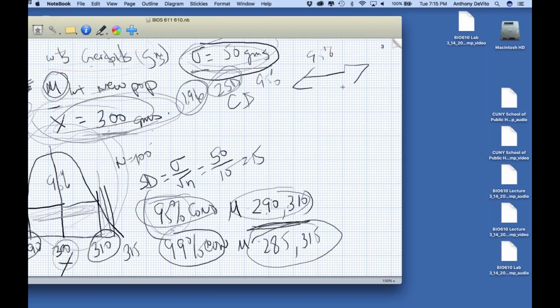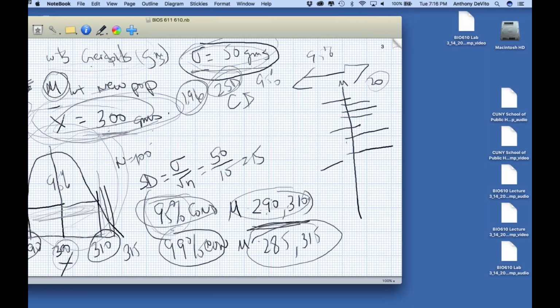Well, what does that mean? That means if I did this 20 times, most of the time I would wind up with a range that actually captures the true population mean. But at least one time, most likely one time, I'll miss it, high or low, one way or the other.